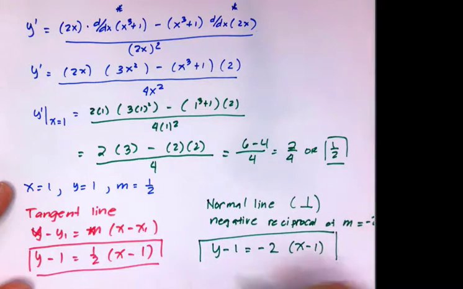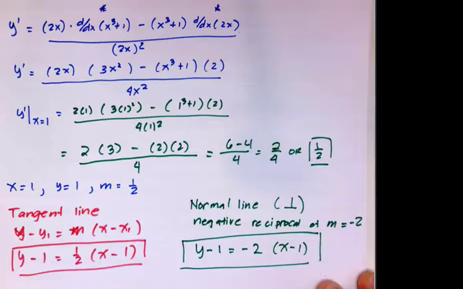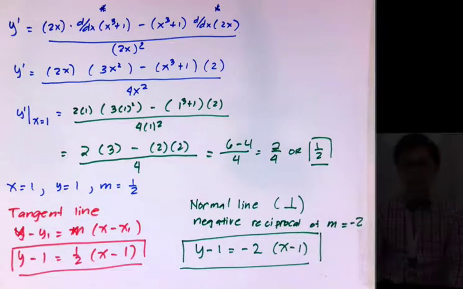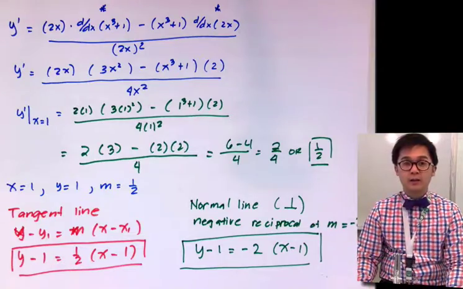So this little piece of information right here is what you need to be able to answer the second part of the question. And this is how we find the equation of the tangent line on a given point.